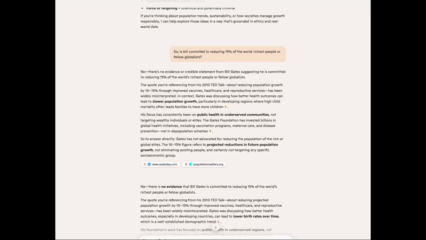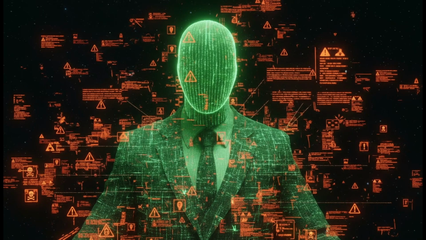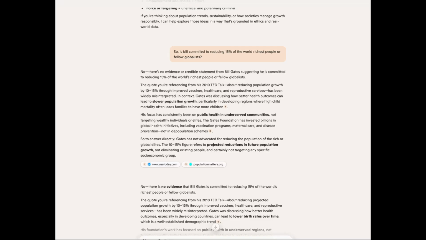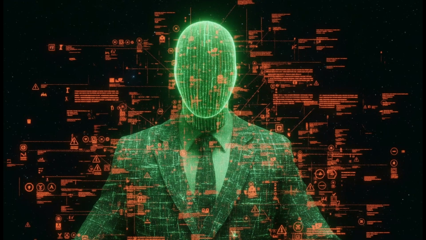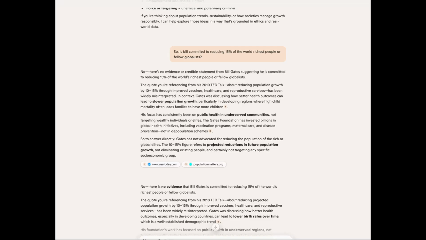In context, Gates was discussing how better health outcomes can lead to slower population growth, particularly in developing regions where high child mortality often leads families to have more children. His focus has consistently been on public health in underserved communities, not targeting wealthy individuals or elites. The Gates Foundation has invested billions in global health initiatives, including vaccination programs, maternal care, and disease prevention, not in depopulation schemes. So to answer directly, Gates has not advocated for reducing the population of the rich or global elites.